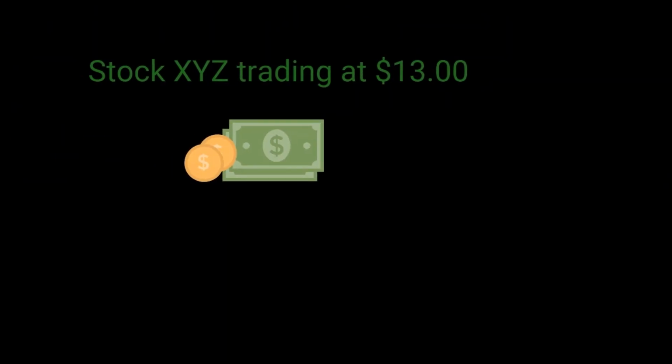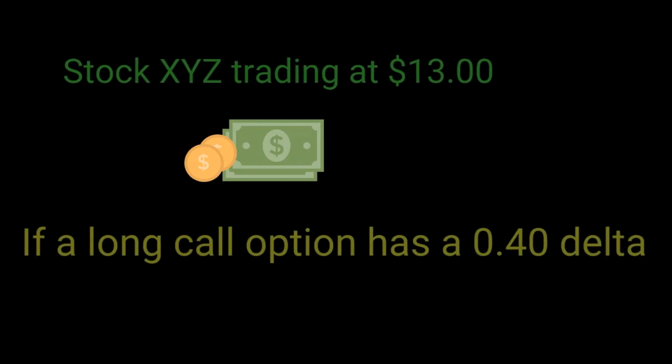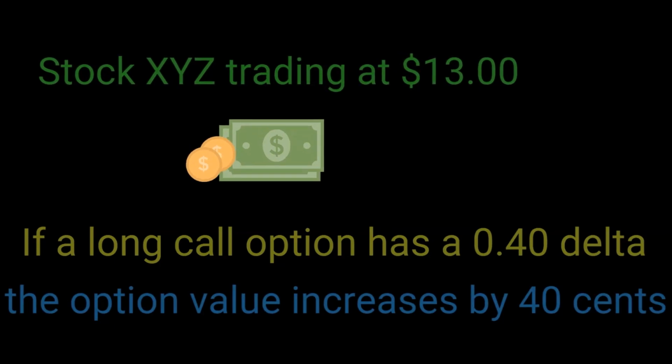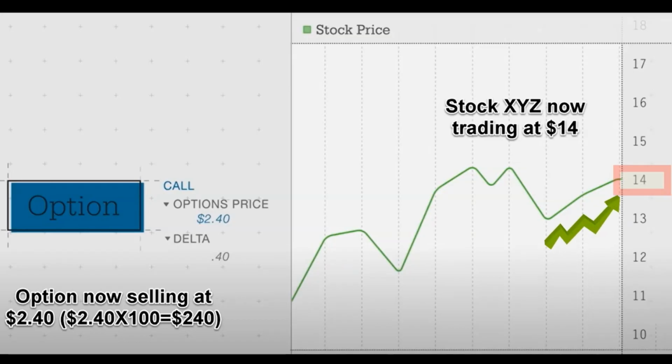Let's look at stock XYZ trading at $13. If a long option has a 0.40 delta, if that XYZ stock trades at 14, then the option will increase by 40 cents. So here we have stock XYZ trading at $13, option price is $2, delta 0.40. So the option costs $200 because you multiply $2 times 100. Tomorrow, XYZ is now trading at $14, so that delta increased that option price to $2.40, giving you a $240 value with a $40 profit.